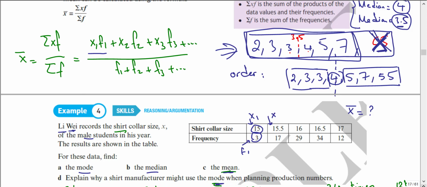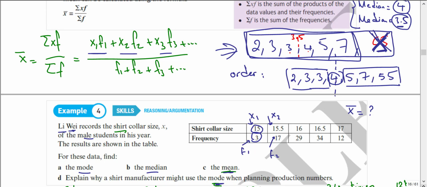Here we have X2 and F2. So we multiply X1 by F1 and add it to X2 by F2. We multiply all the values by their corresponding frequencies and we add all of them. This is called sigma XF. You multiply the data by the frequency and you add all of them. You understand? So this is the rule.